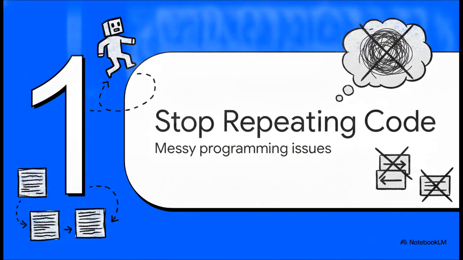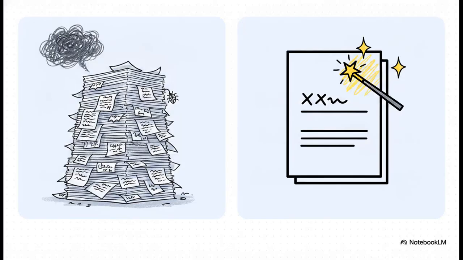Stop repeating your code and the problem with messy programming. We've literally all been there. You need a character to jump in your game, so you write 10 lines of code. Then they jump again, and you just copy-paste it. Honestly, it's a total recipe for frustration, boredom, and just really messy code.